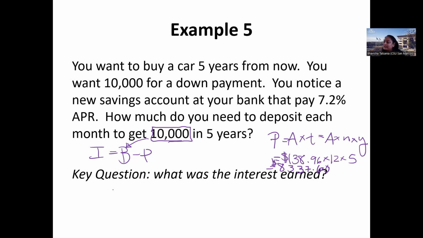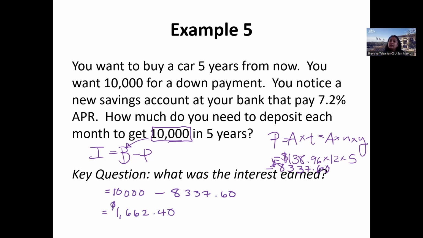So it's very important, especially when we're talking about dollars, to include the 0 at the end. So I'm now going to put $10,000 minus 8,337.60. I'm going to subtract it. And when I do, I get my interest that I got for those 5 years was $1,662.40. And again, don't forget your units.